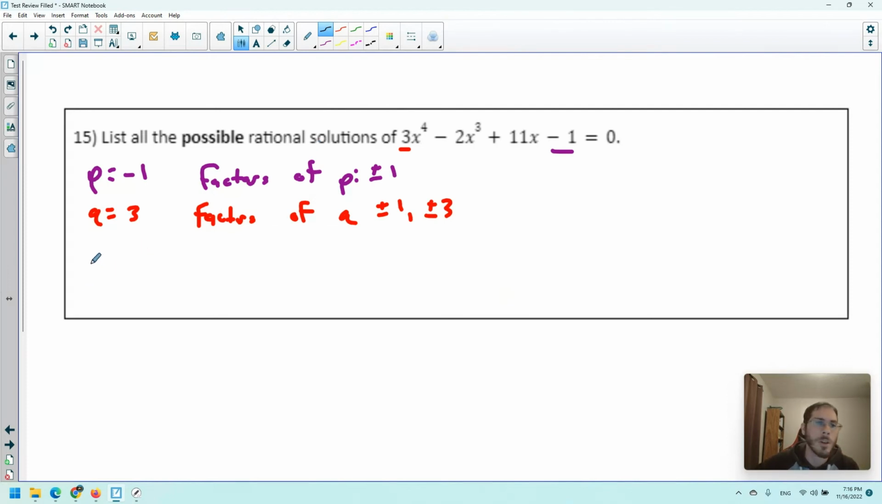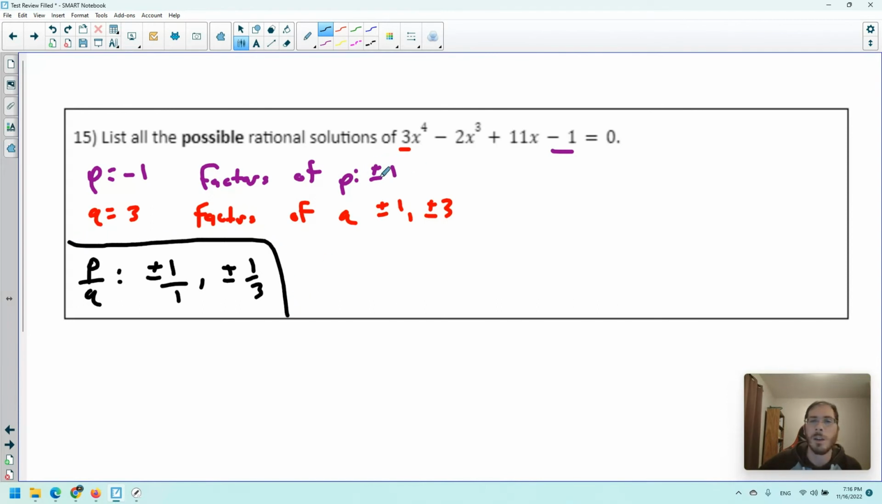So we have to do all the P's divided by the Q's. So our list of P's divided by Q's are going to be plus or minus 1 over 1. We only need to write the plus or minus once. We don't need to write the plus or minus twice. And plus or minus 1 over 3. So our giant list is actually just 2 things. Well, that's okay. That's fine. We can have a short question.